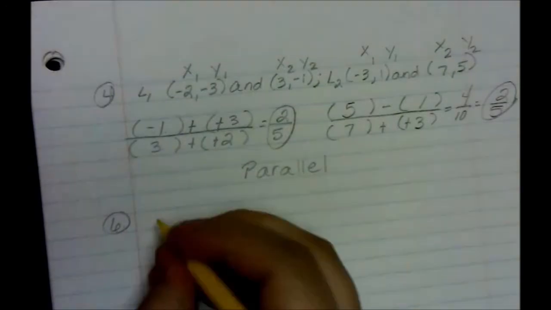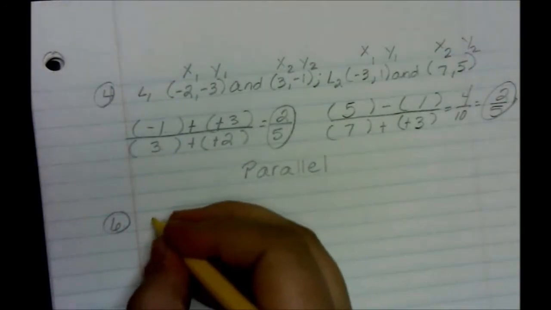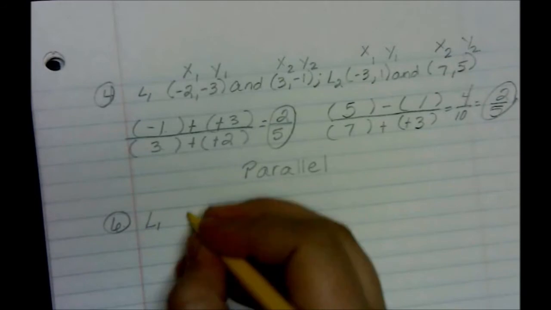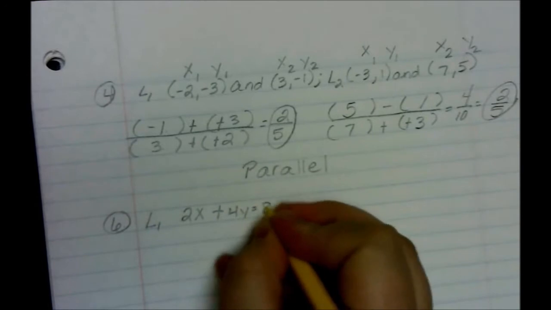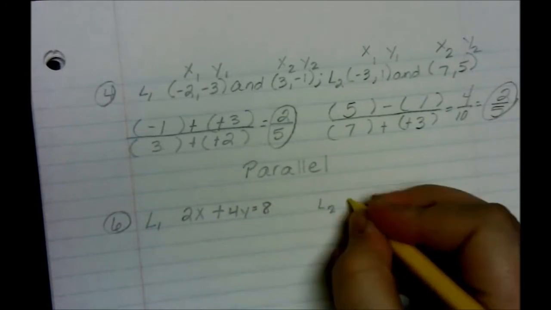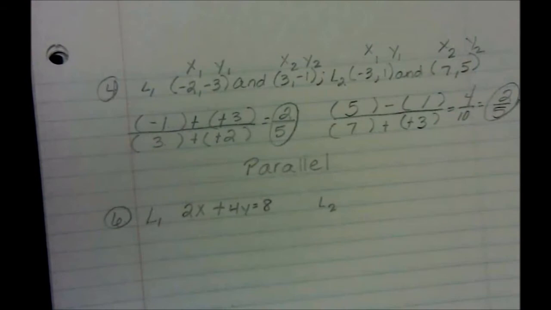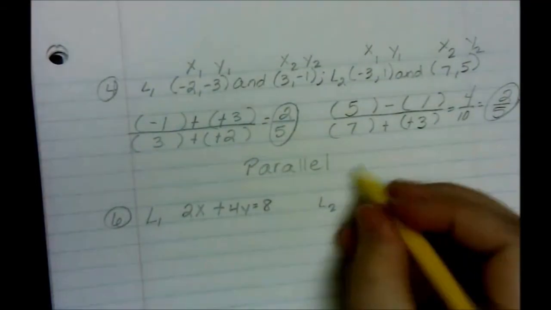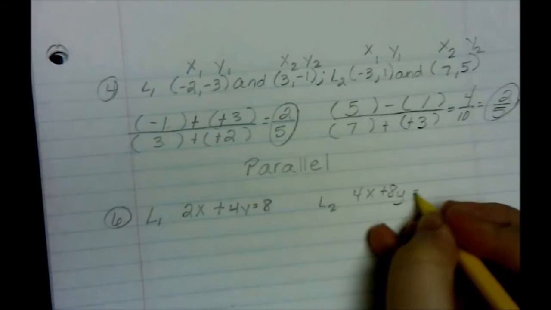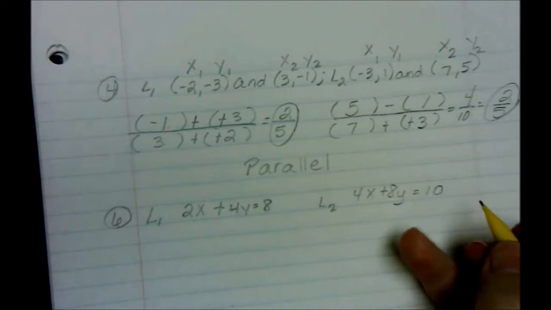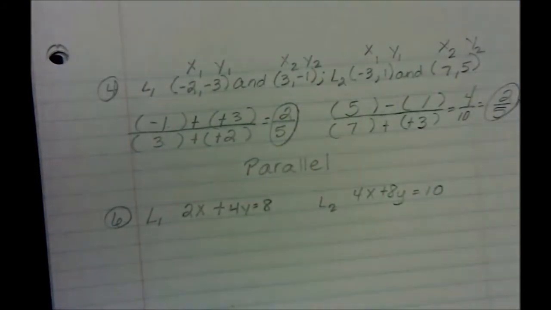So we have line 1 with equation 2x plus 4y equals 8, and line 2 with equation 4x plus 8y equals 10. So this problem is a little bit different than the other ones we have done so far.